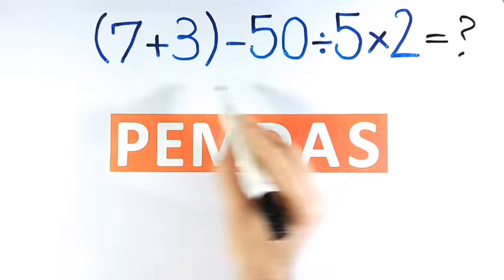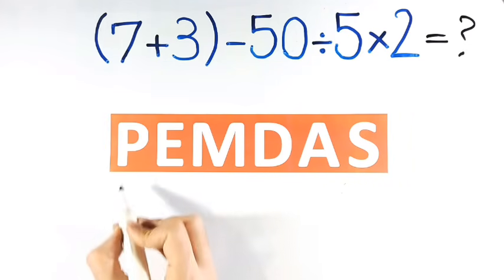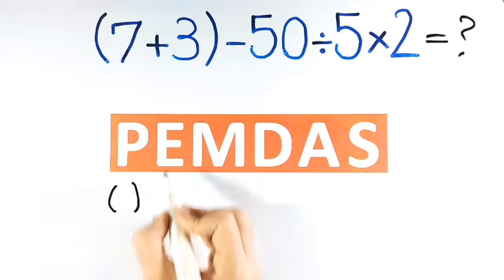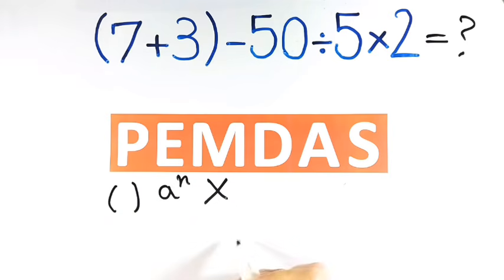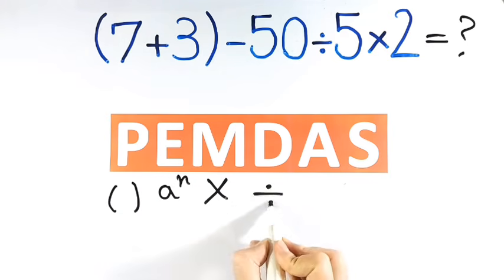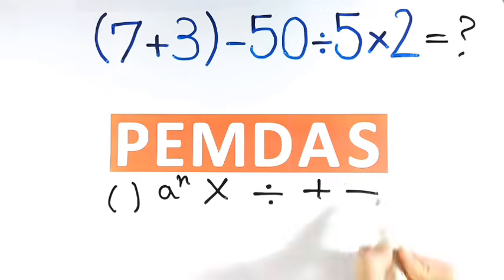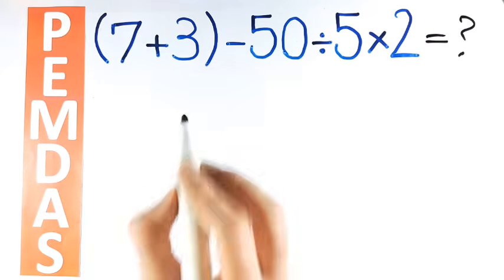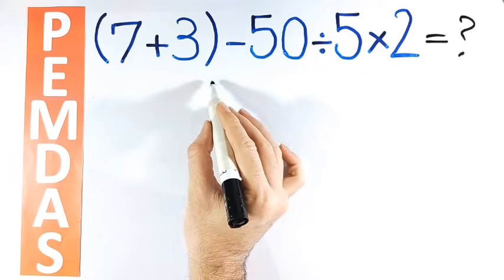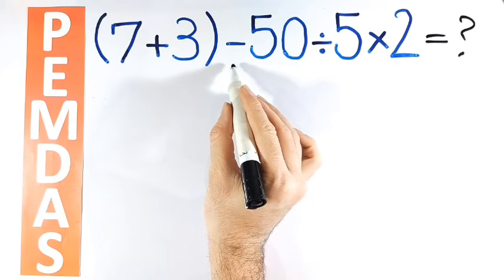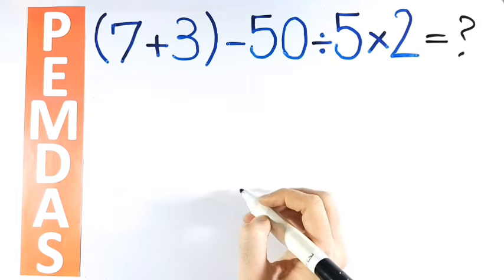To solve this question, we must follow the PEMDAS rule. In this rule, P stands for parentheses, E stands for exponent, M stands for multiplication, D stands for division, A stands for addition, and S stands for subtraction. Alright, as you can see on the screen, in this expression, first we have parentheses, then a subtraction sign, followed by a division, and finally a multiplication.